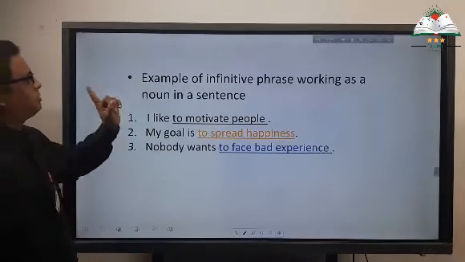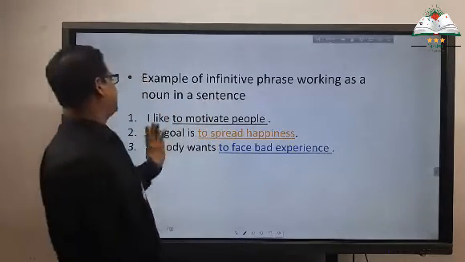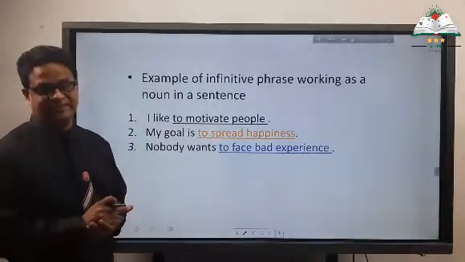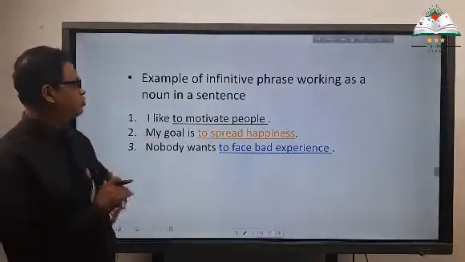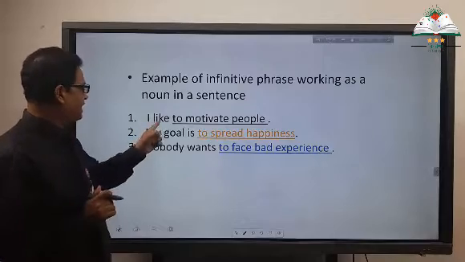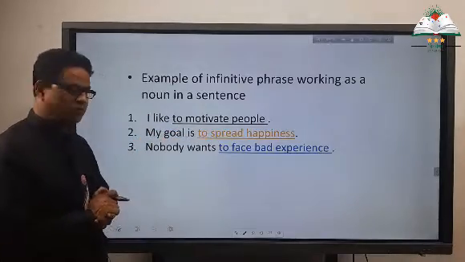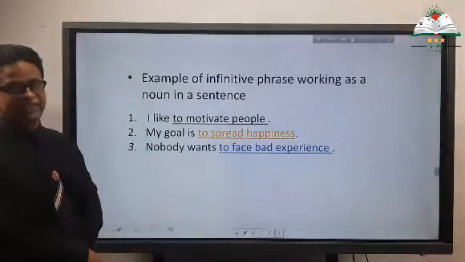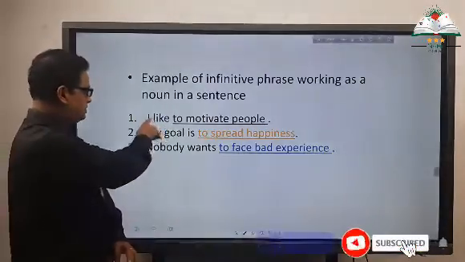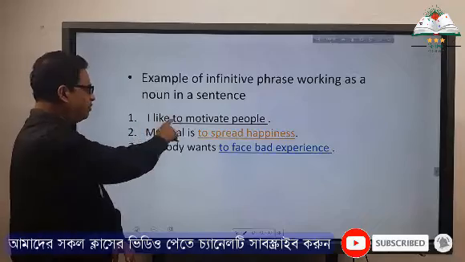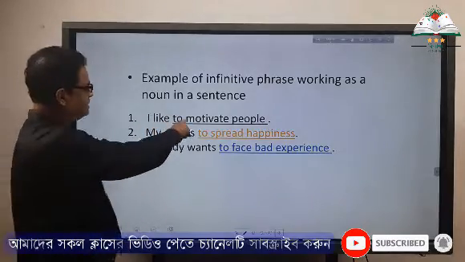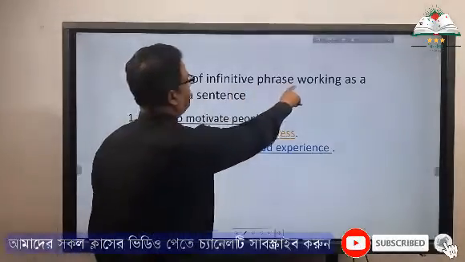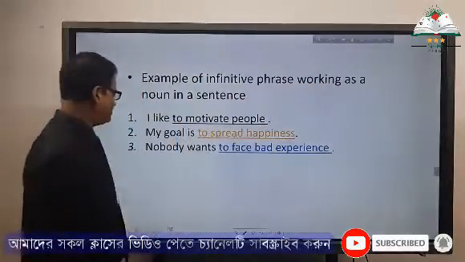So, examples of infinitive phrase working as a noun in a sentence. Now, infinitive will become noun in the sentence. I like to motivate people. I like what? To motivate people. So, to motivate people is a kind of object that has been used after the verb. It is the object of the verb like. It is used as noun. So, here infinitive is working as a noun in a sentence.